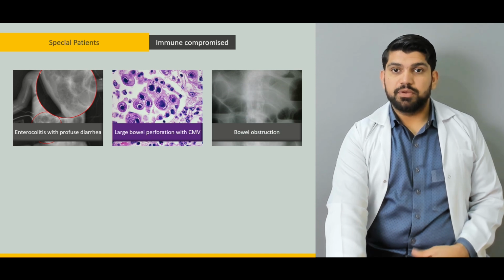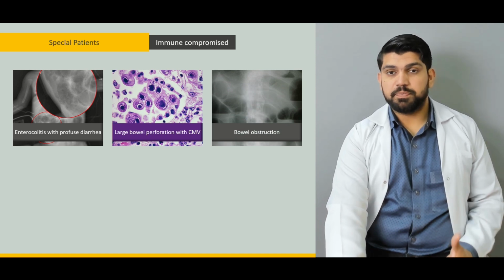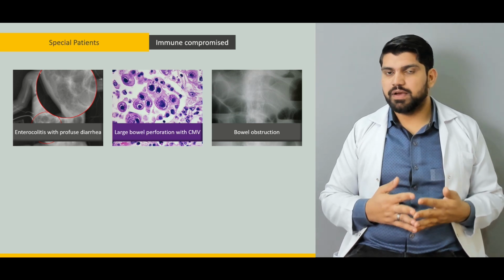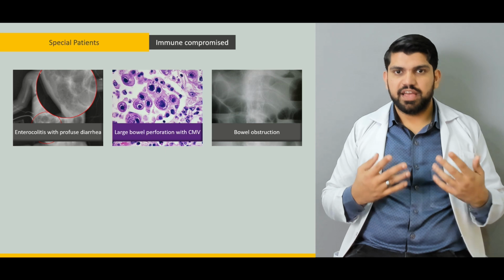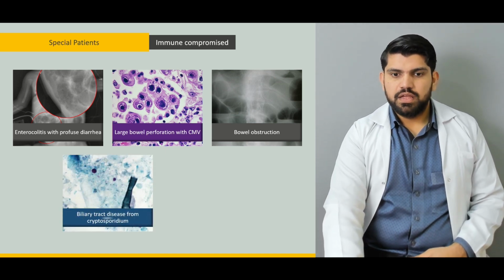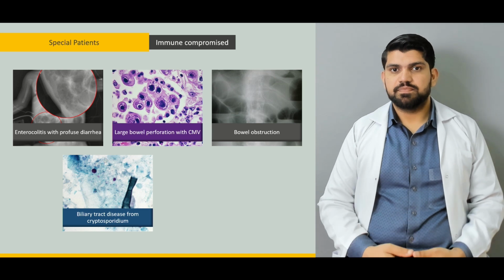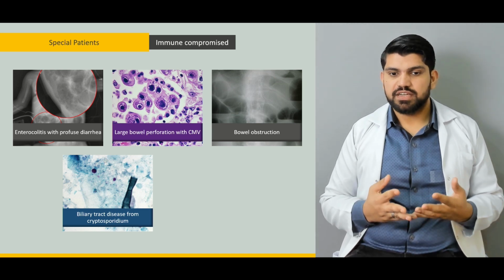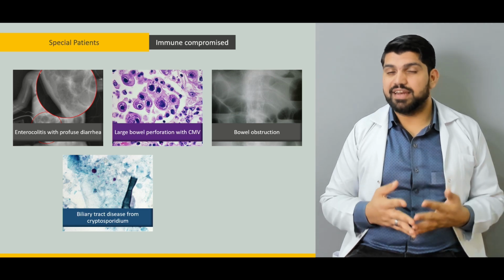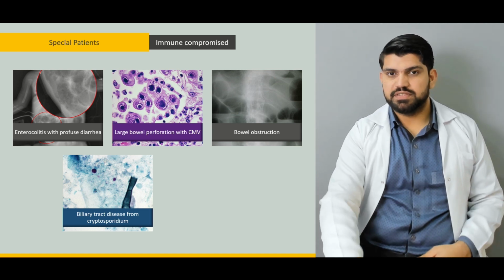Bowel obstruction. Immunocompromised people tend to have decreased peristalsis, which leads to increased bowel obstruction and impacted stool, eventually leading to abdominal pain. Biliary tract diseases with different viruses. Cryptosporidium can attack a patient who is immunocompromised.